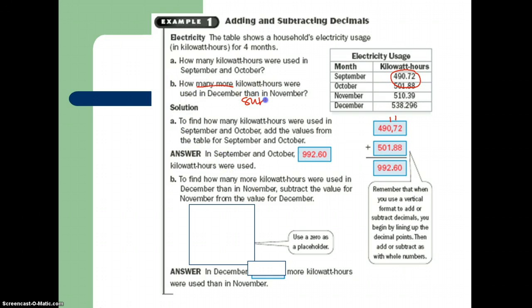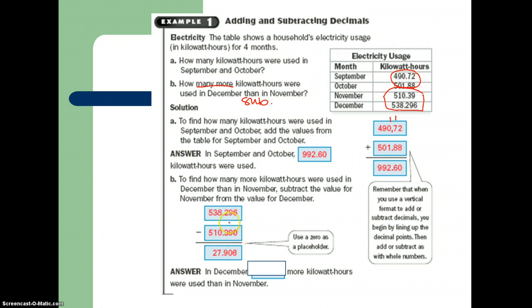This means we're going to subtract December and November. We're going to put the bigger number on top, which is 538. Now, November didn't have as many place values, so we're going to add a 0 as a placeholder. Line up the decimal points.